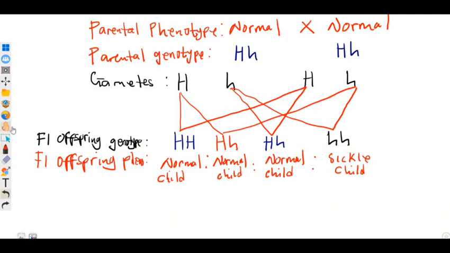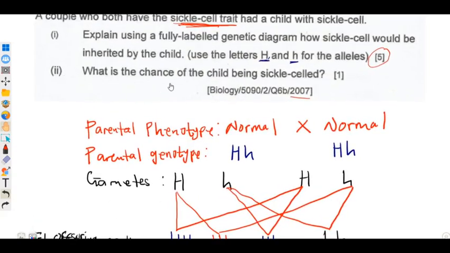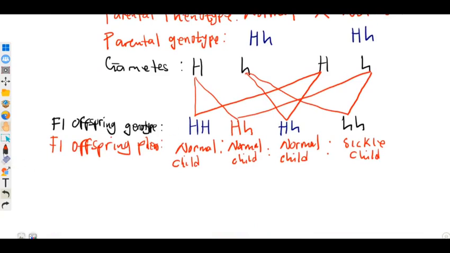Now when you look at question B, question 2 is saying what is the chance of the child being sickle celled, which is just carrying 1 mark. So here we are going to come back to our diagram right here. Look at how many children did this couple have. So 1, 2, 3, 4. To find the chance of the child having sickle cell anemia, it's just 1 who was infected. So say 1 out of 4. So this we are finding the chance.